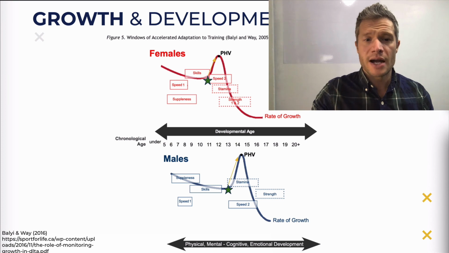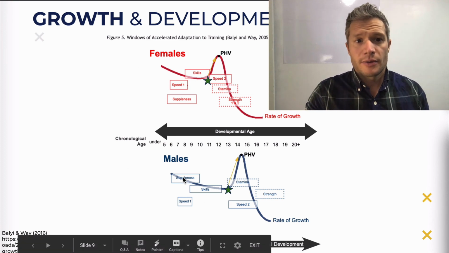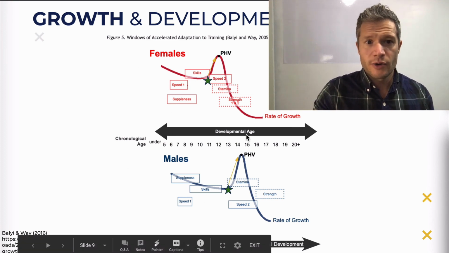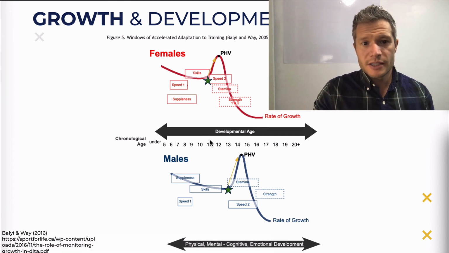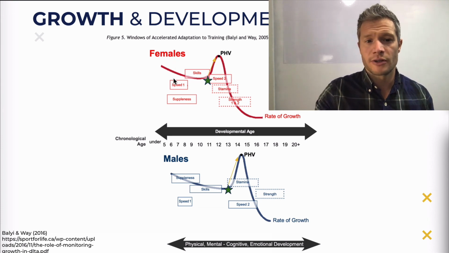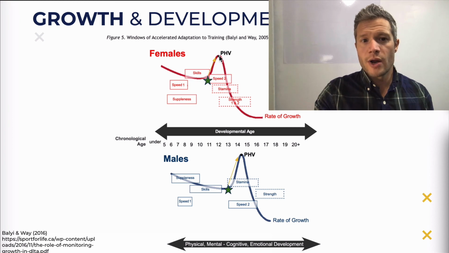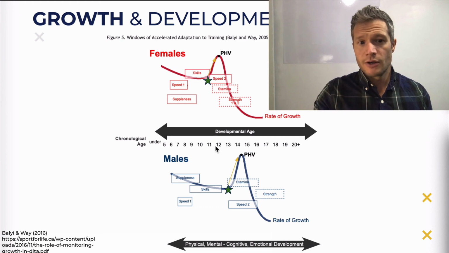And if we look at that graphed out, we get something like this. So ignoring all the little boxes for a second, if we look at females, this is their age chronologically. Remember, developmental age is going to be different than chronological age. So where each individual, where we've all hit our peak height velocity is different chronologically versus the development age, which is physically where we're at.